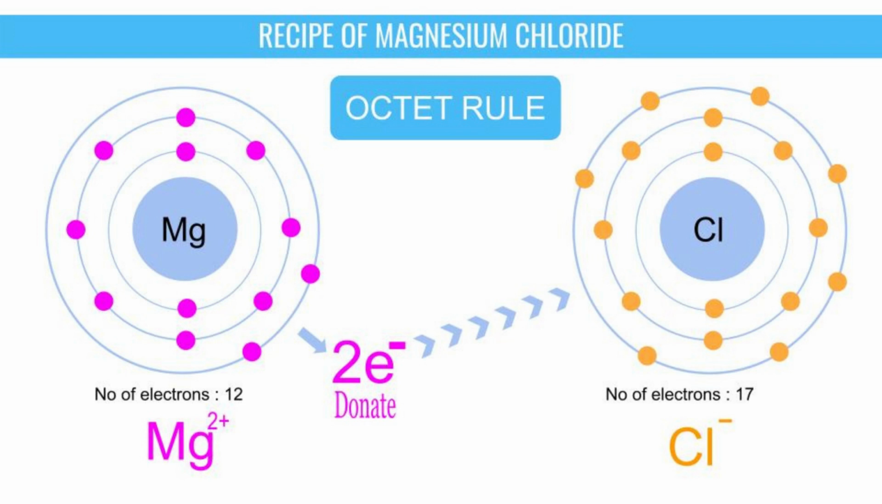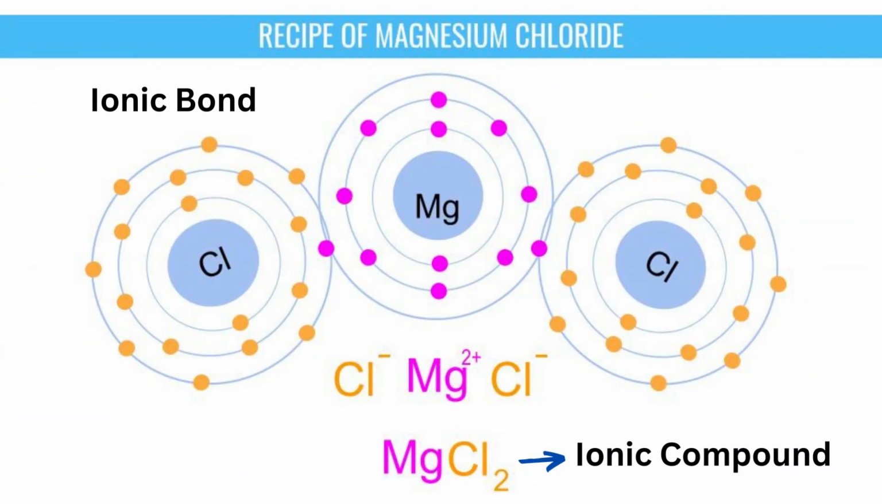For example, when magnesium loses 2 electrons, it forms a magnesium ion, Mg2 positive, which is a cation. On the other hand, when chlorine, Cl, gains 1 electron, it forms a chloride ion, Cl negative, which is an anion. When these 2 lost electrons are taken up by chlorine, they form a chemical bond with magnesium.